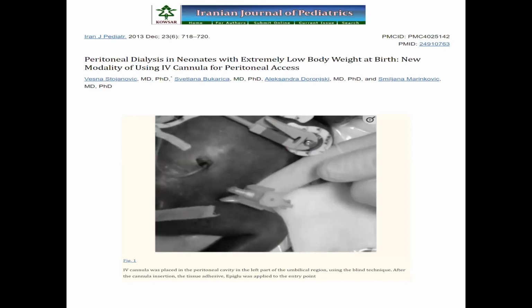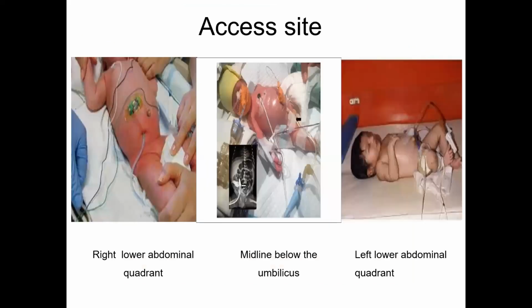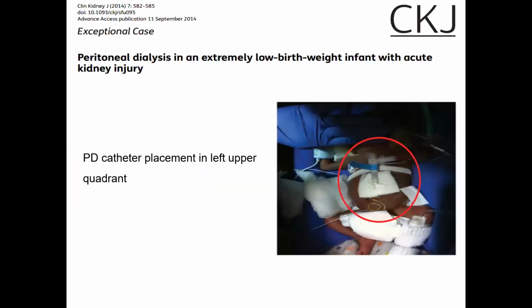Now coming to the access site of peritoneal dialysis, the first image shows the right lower abdominal quadrant. The second image shows the most commonly used access site for PD catheter insertion, that is just below the umbilicus in the midline. And the third image shows a PD catheter placed in the left lower abdominal quadrant. But in this study, it was an exceptional case. In this, the PD catheter was placed in the left upper quadrant in an extremely low birth weight infant with acute kidney injury.